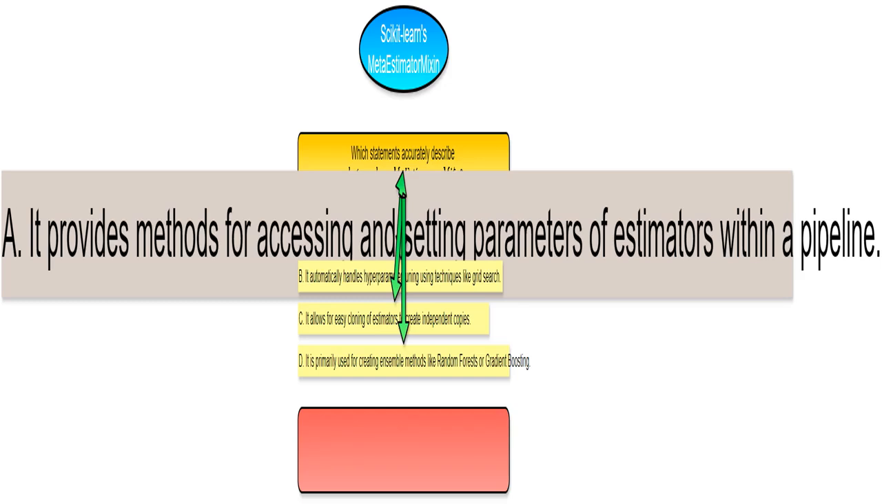That's right. MetaEstimatorMixin gives you the tools get_params and set_params to easily adjust the settings, parameters, of your machine learning models. Imagine a pipeline of model steps. This allows you to easily modify your models throughout the process.